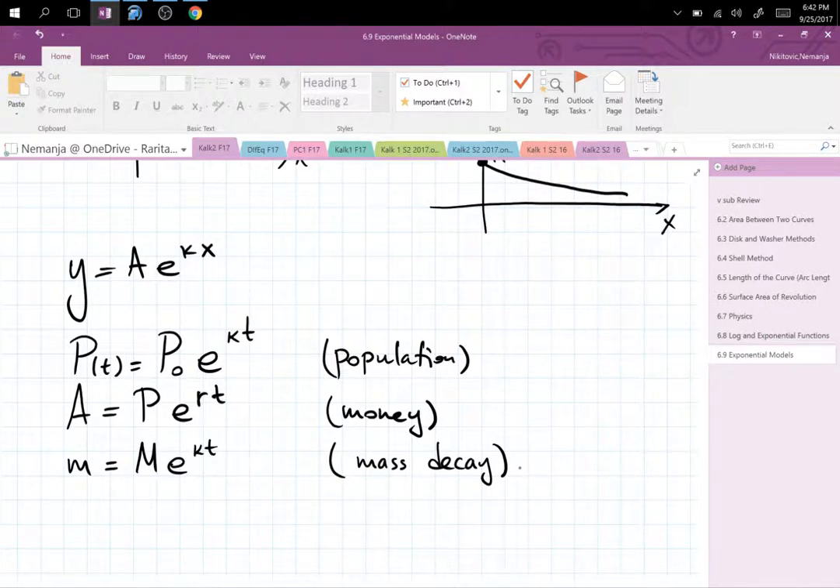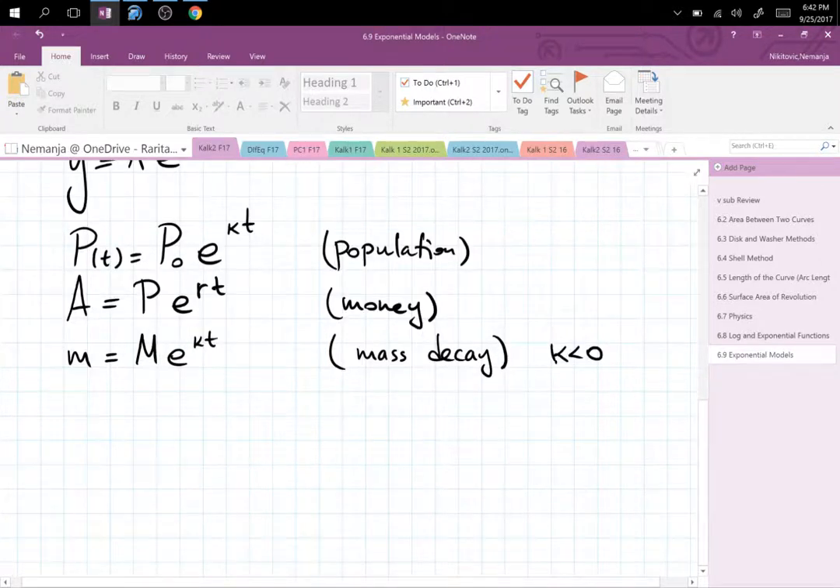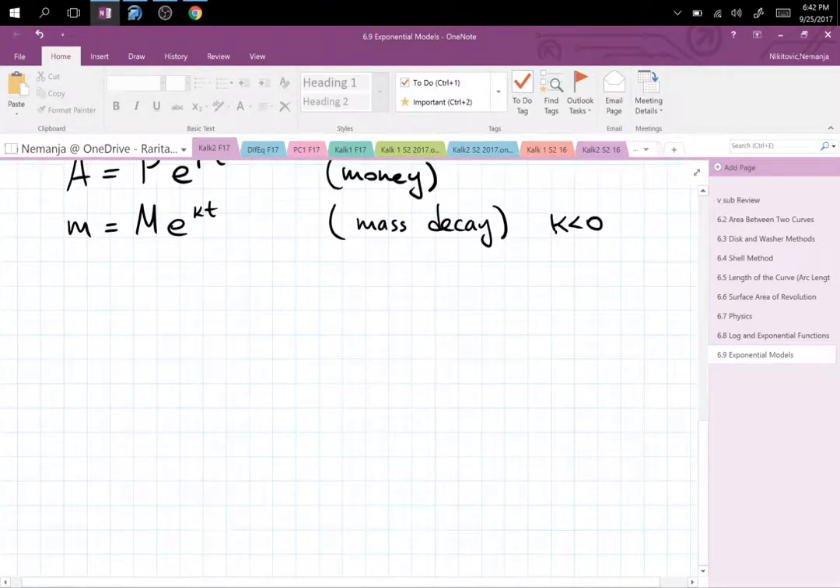Well, I can just say k less than 0, right? But the problem will immediately give you, as you start computing, you'll see. So all of these concepts work together. So let's start with the population problem.